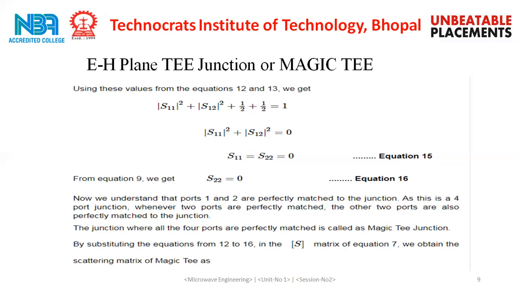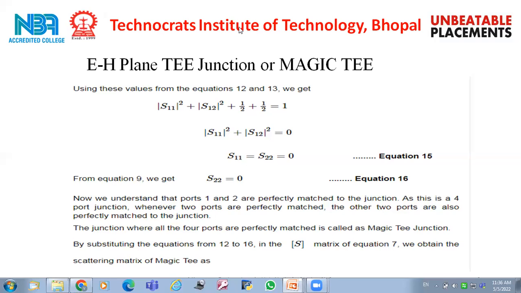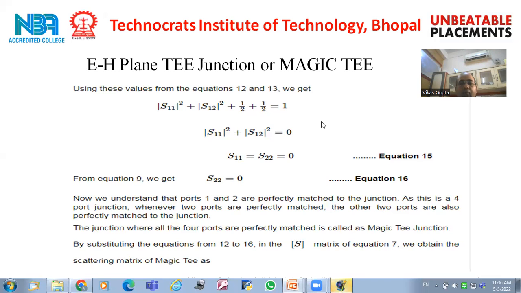Are you all getting what is the meaning of S11 is equal to 0? S11 is equal to 0 means that port 1 is perfectly matched to the junction. S22 is equal to 0 shows that port 2 is perfectly matched to the junction. S33 and S44 are already equal to 0. That means if in any 4-port junction we take 2 ports perfectly matched to the junction, the remaining 2 ports automatically become matched to the junction.